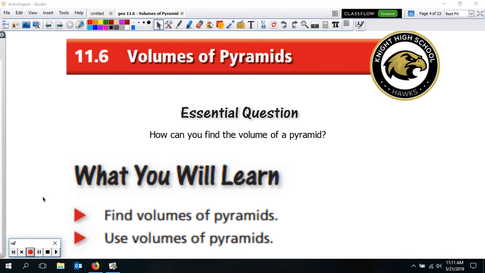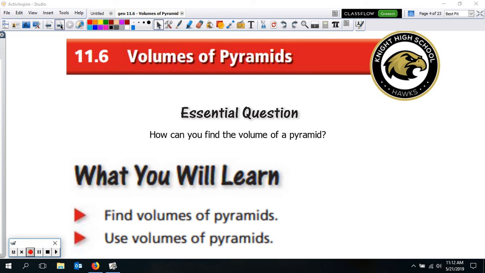Hey guys, well that is what it is for volume of pyramids. Those little hand puppets, I remember doing those when I was younger. It's been a while. We're going to be finding these volumes of pyramids and using them in this lesson. And you'll see that that's exactly what we'll be doing with the 1/3 base area times height. That is the formula we'll be using.